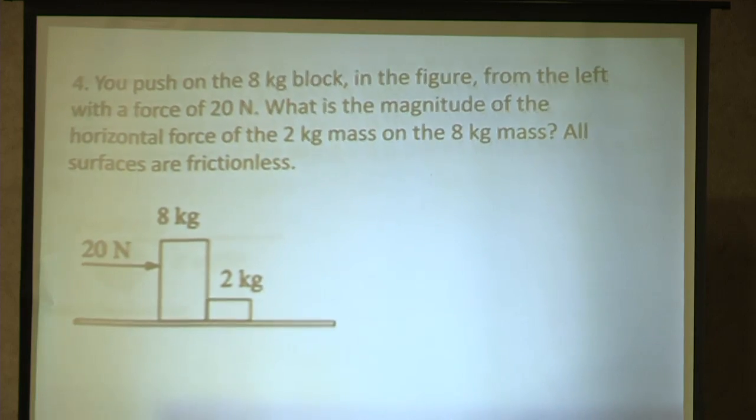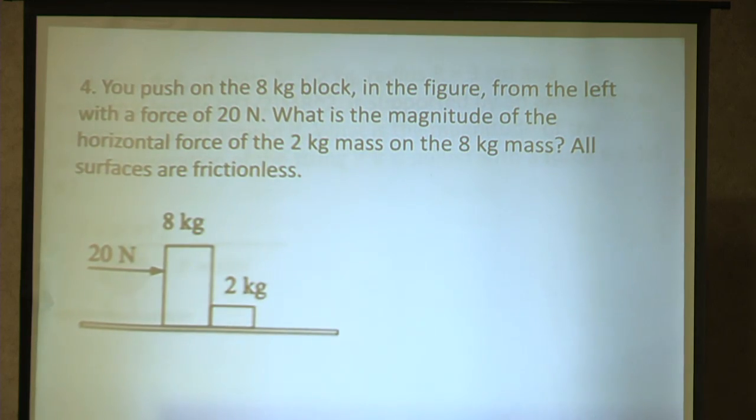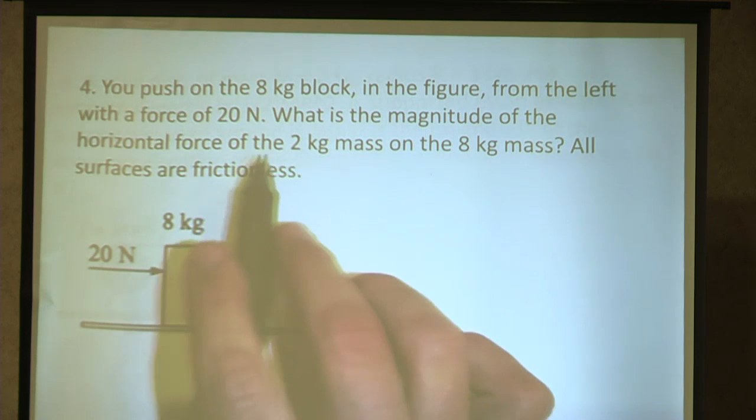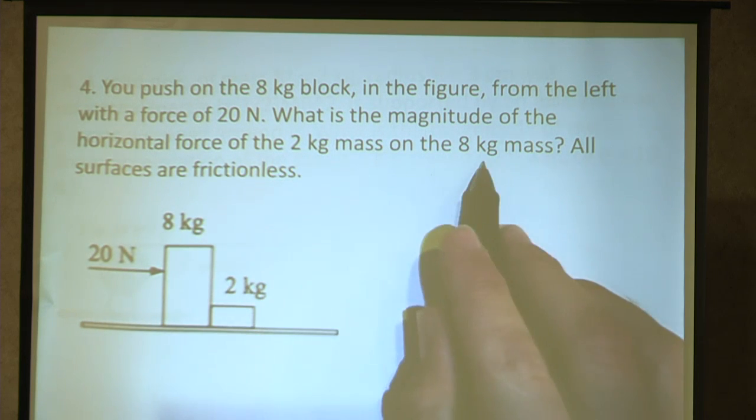And on to number 4, one of the more fun problems. I like the force problems personally. Okay, so you push on an 8 kilogram block in the figure from the left with a force of 20 newtons, as labeled here. What is the magnitude of the horizontal force of the 2 kilogram mass on the 8 kilogram mass?